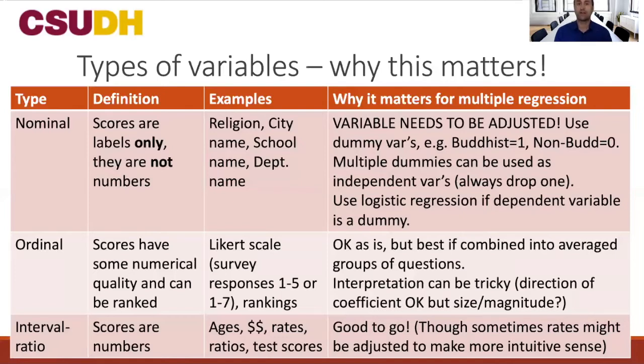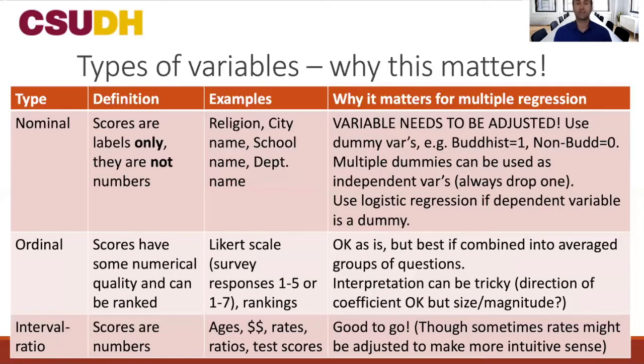However, even if you have a variable with different codes where the number represents a different name, for example, in religion, maybe Christianity is 1, Islam is 2, Judaism is 3, Buddhism is 4. Even if you have that kind of coding, you would still need to adjust your variables so that it could be used in a multiple regression.